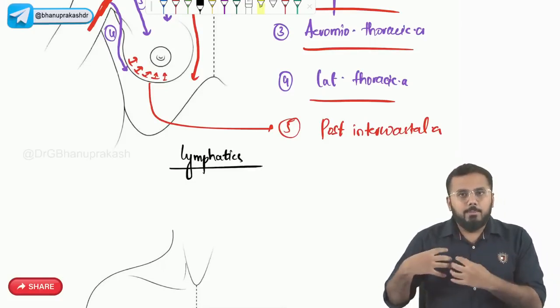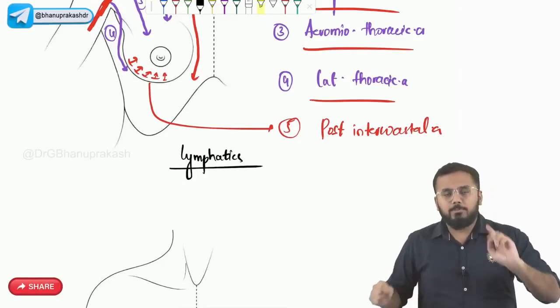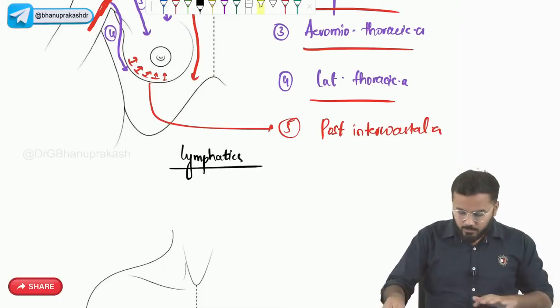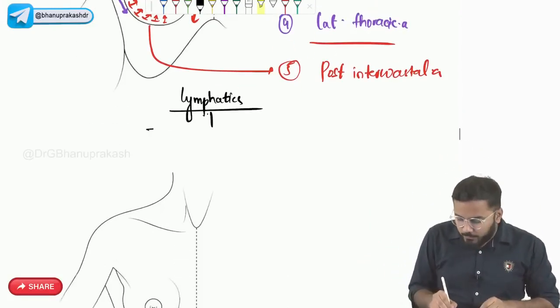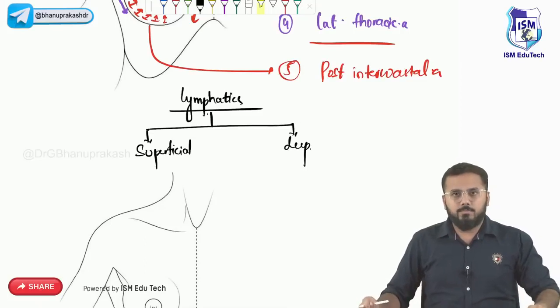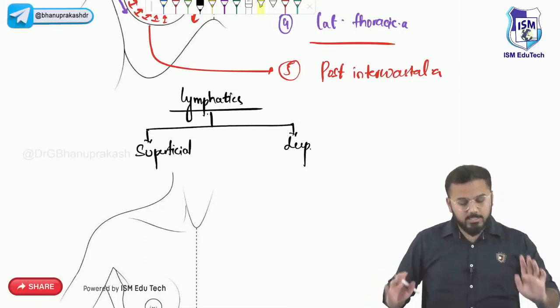when it comes to the lymphatics in the breast region, we have two types of lymphatics. One is called superficial, another is called deep. So we have two different types of lymph vessels. What are those two types? We have superficial and we have deep lymph vessels.